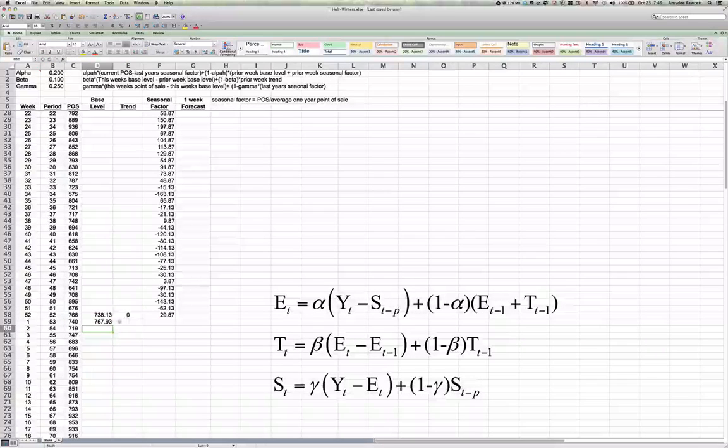Again, what I'm doing is finding two different ways of estimating the current period base level, and I come up with a weighted average with alpha being the weighting factor. So right now, our base level would then be 767.93.